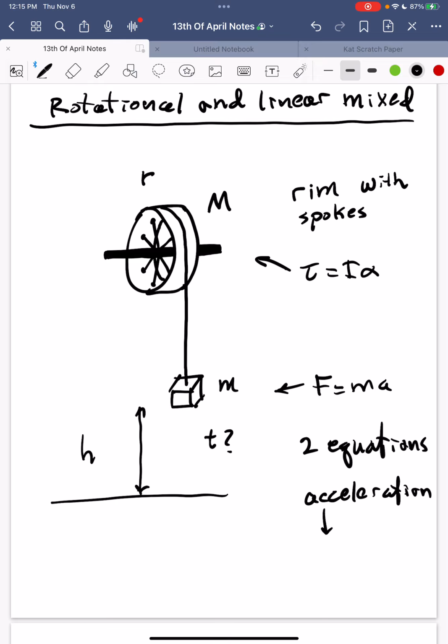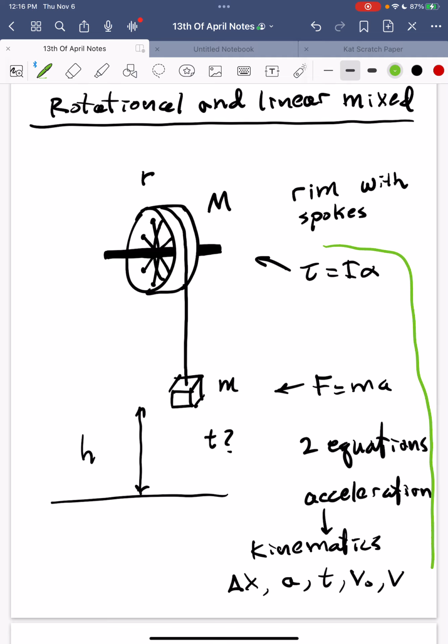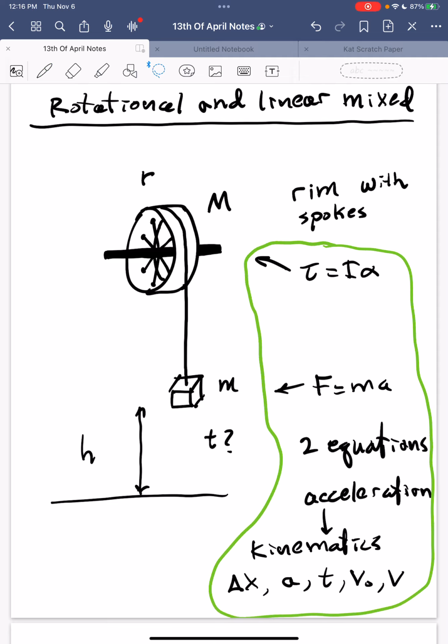And then from there, you want to go into the kinematic equations. And then you can get things like distance fallen, you have acceleration, you got time, you get initial velocity, you get final velocity, that sort of stuff. So this is a rough plan for how to approach this. You're going to need torque equations to get a handle on the wheel. You're going to need F equals ma to get a handle on the block. And from that, you're going to get it down to kinematics. And then you should be able to answer this question of the time. Okay? So let's begin.